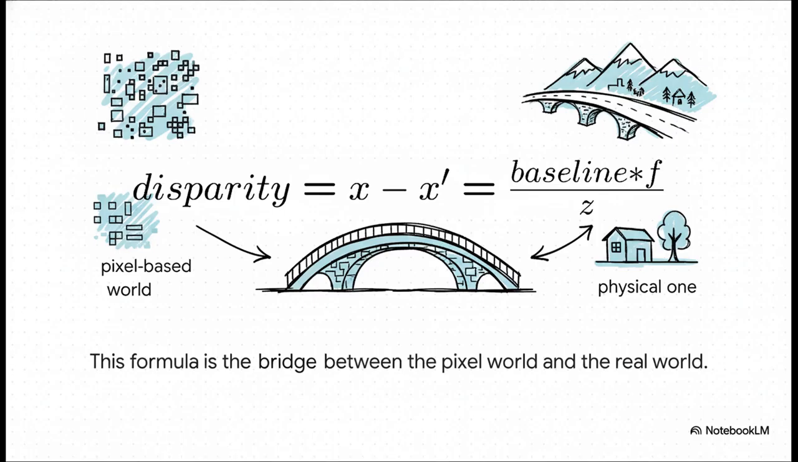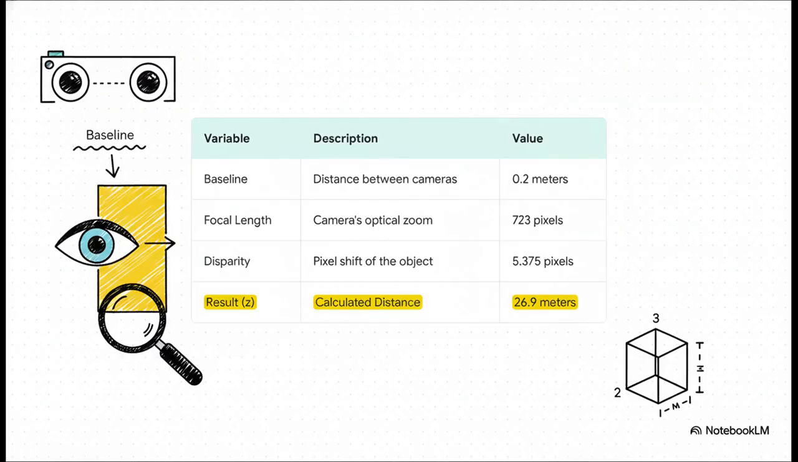You could think of this equation as the bridge, the translator that connects the computer's world of pixels to our physical world. It just uses a few key pieces of info about the cameras to convert that pixel shift, that disparity, into an actual measurable distance. So let's plug in some real numbers and see how this actually works.